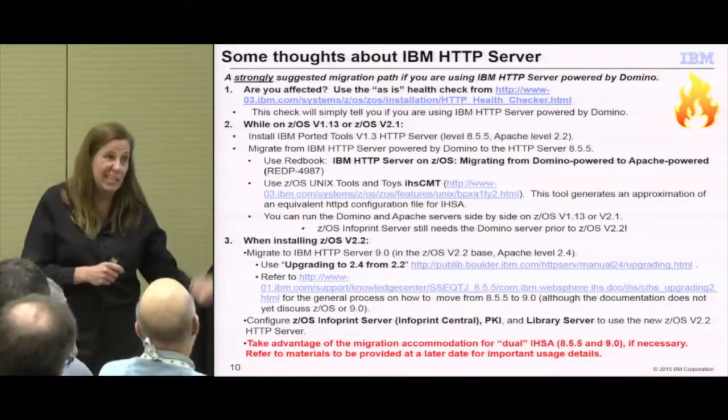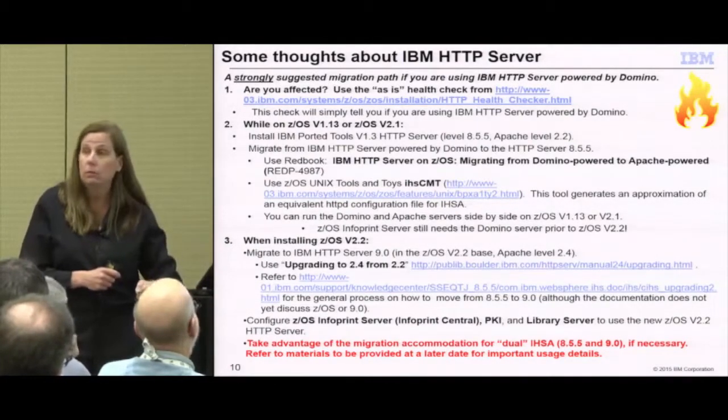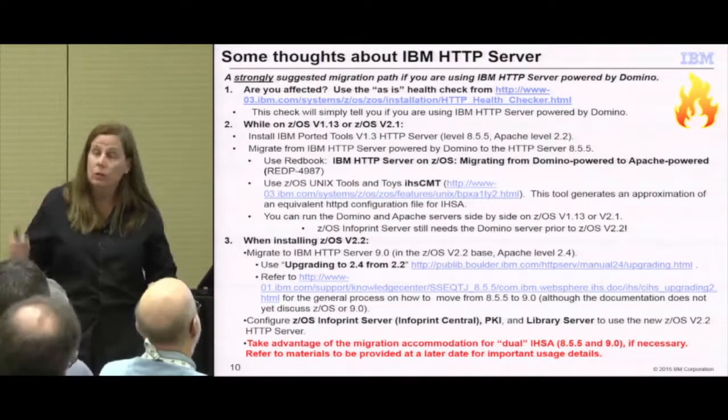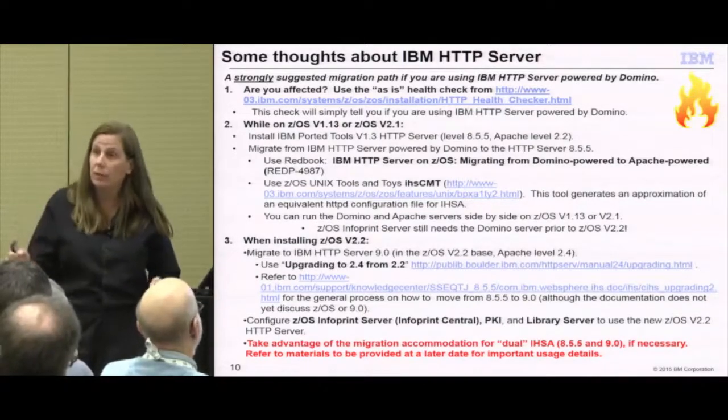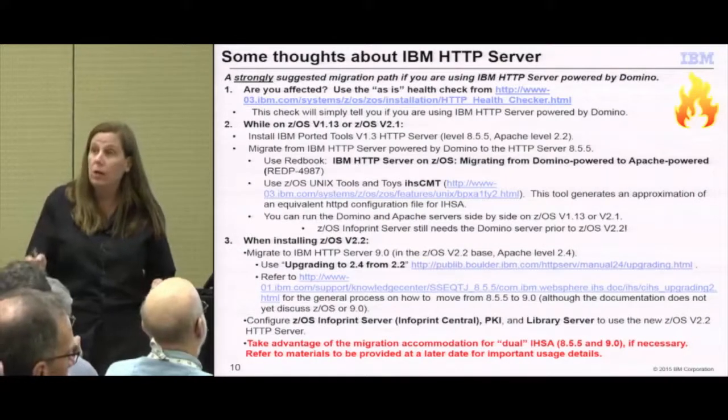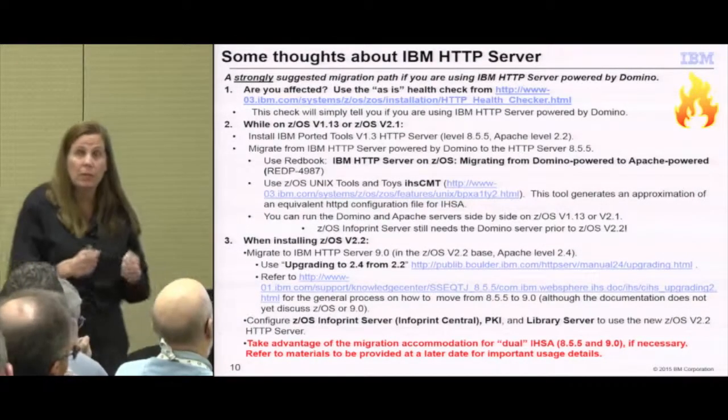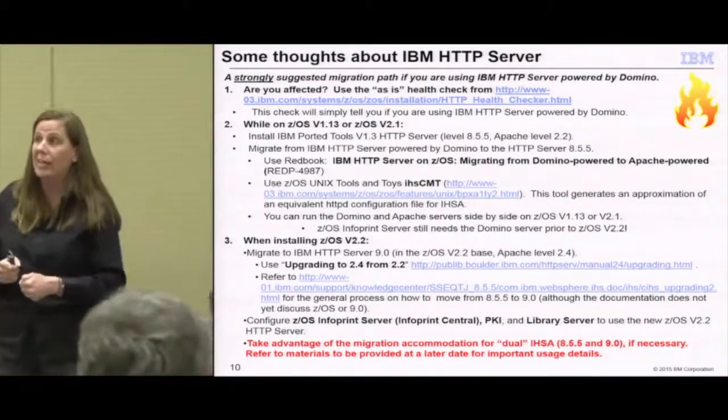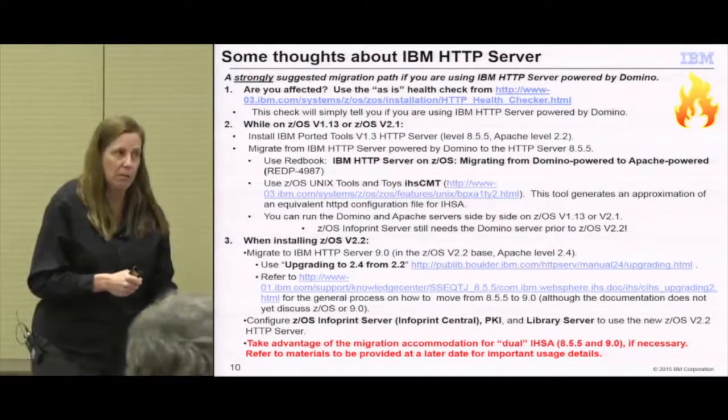But you need to understand that today when you're on 1.13 and 2.1. Okay? Because when you get to 2.2, there is no Domino there. I'm telling you, it's not there. It's not going back in. So you need to get off of it before 2.2. Okay? So the big stepping stone is to get from Domino to 855 today, right?